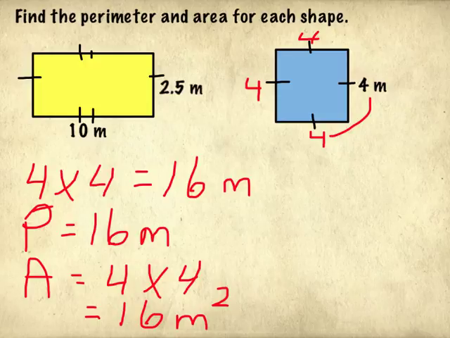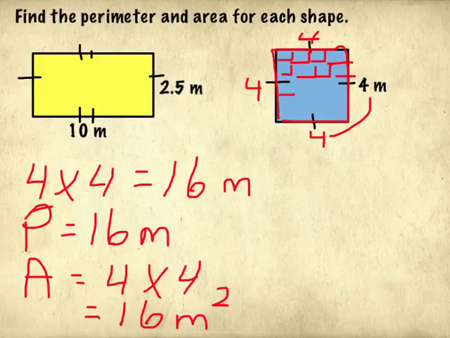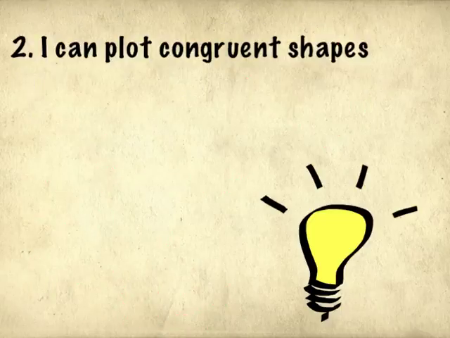So even though those two are both the same number, they are not the same answer. 16 meters means that around here is 16 meters. 16 meters square means that if I put little squares in here and each one was a meter on all sides, I would be able to fit 16 of them. Okay? So even though I got the same number as my answer, I did not get the same answer.